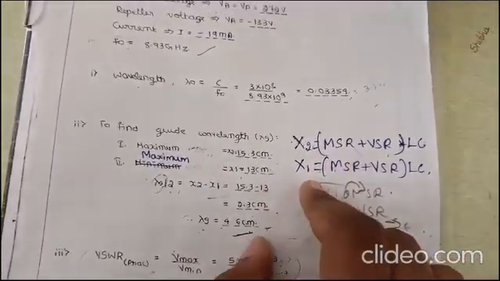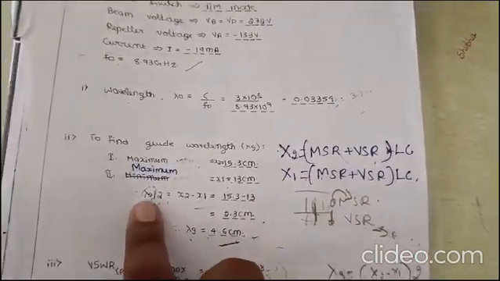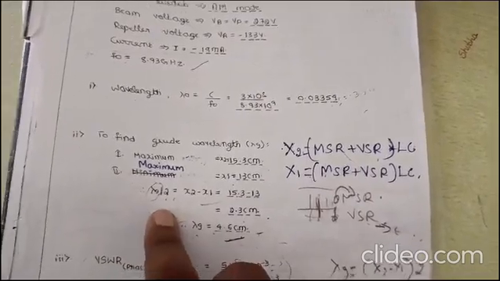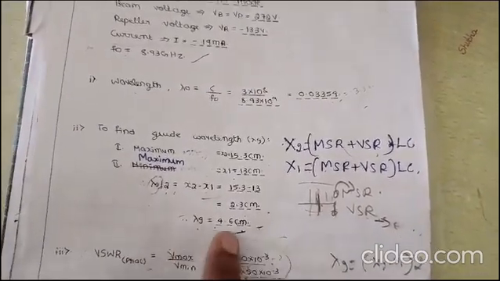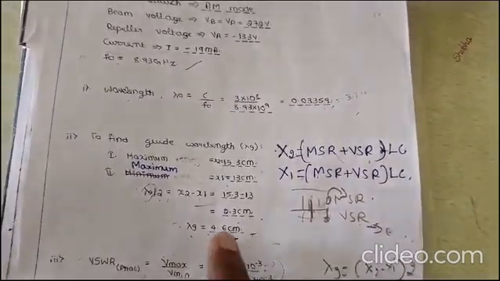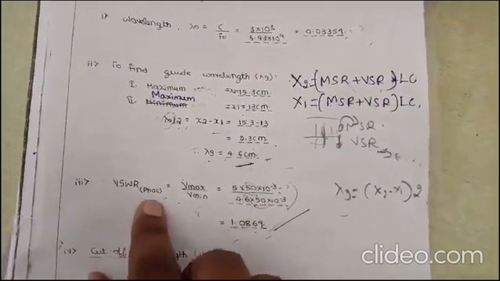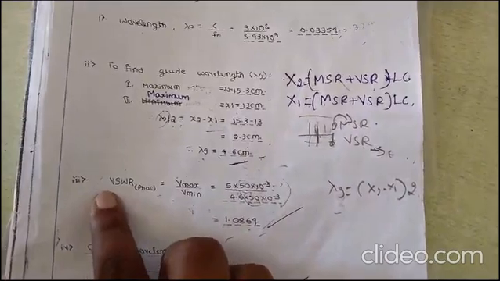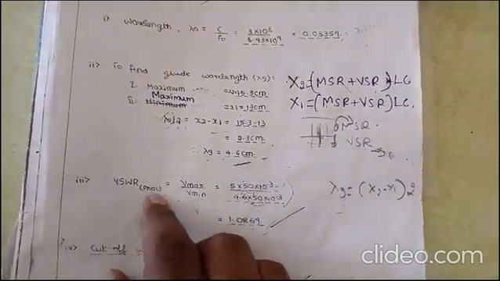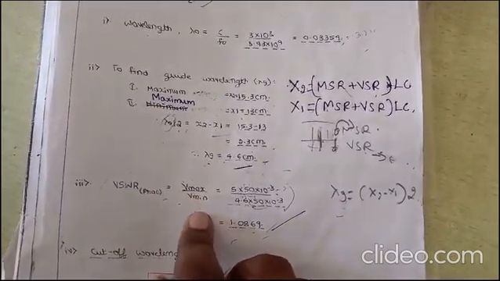Then you have to substitute those values to find out the lambda g. Then you get the guided wavelength, somewhere around like this. Now you have to find out the VSWR practical. VSWR means voltage standing wave ratio. That is the formula: V max minus V minimum.